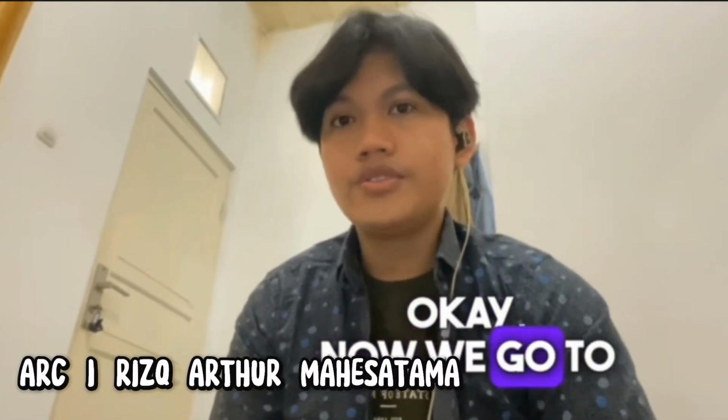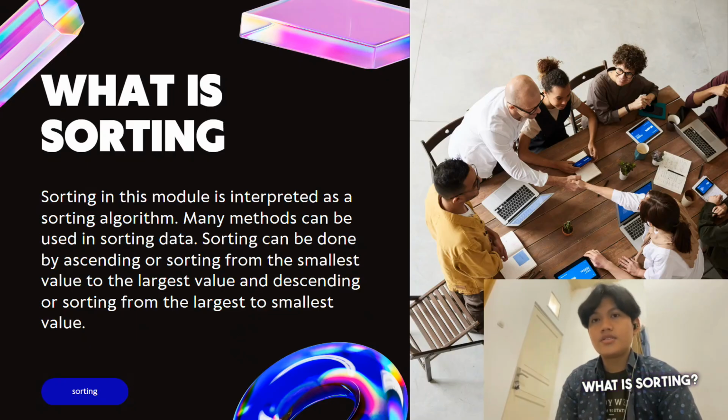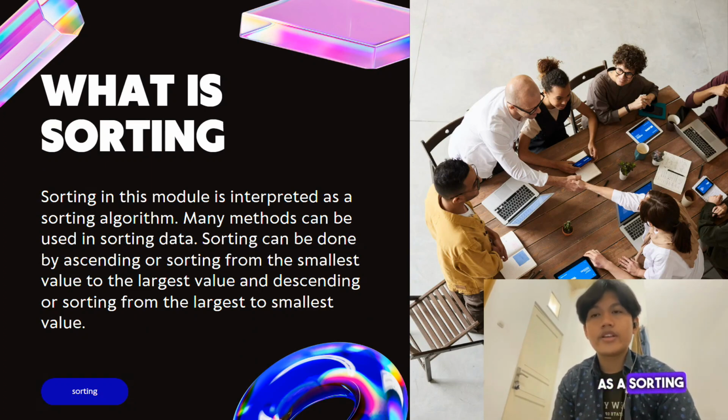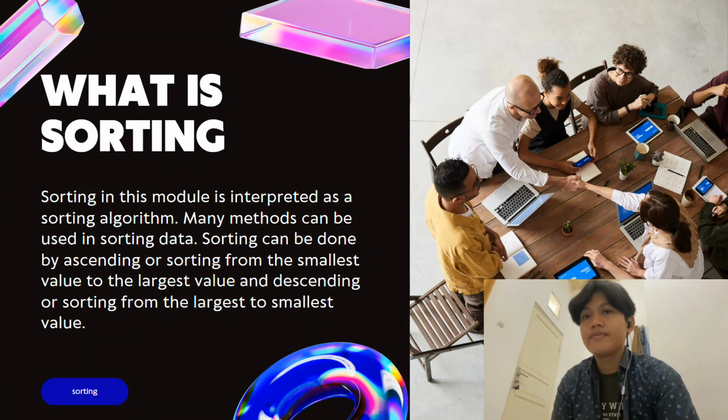Okay, now we go to module 7, which is sorting. What's sorting? Sorting in this module is interpreted as a sorting algorithm. Many methods can be used in sorting data. Sorting can be done by ascending, or sorting from the small value to the large value, and descending, or sorting from the large value to small value.